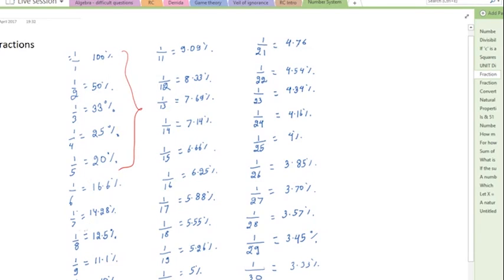Then 1 by 7 is 14 and 28, 14.28%, and 1 by 14 is 7 and 14, 7.14%. So you can learn it this way. 1 by 8 is again relatively simple, 12.5%. 1 by 9 is 11 and 1, and 1 by 11 is 9 and 9. So that way again it's sort of easier to remember. 1 by 9 is 11.1%, 1 by 11 is 9.09%.